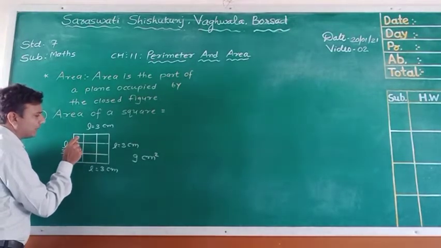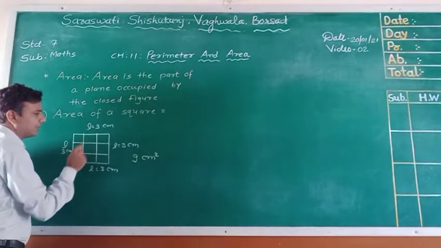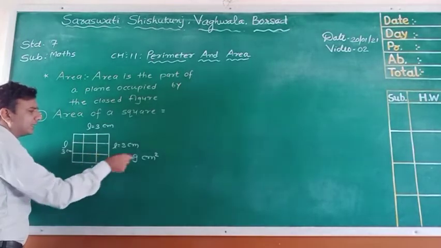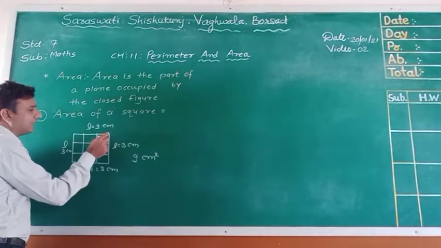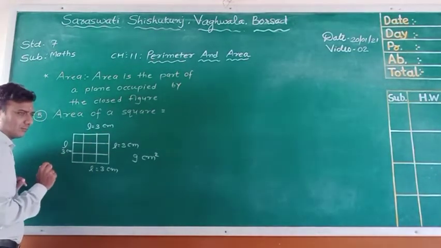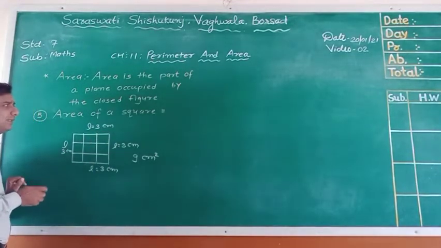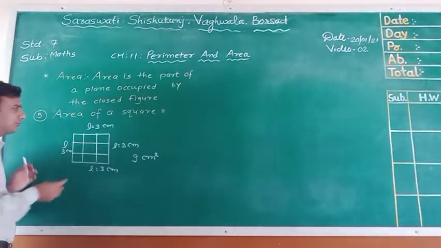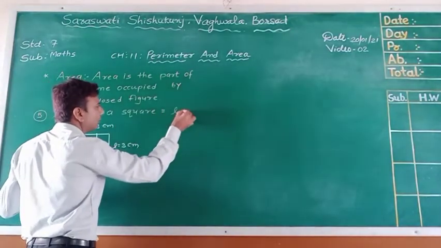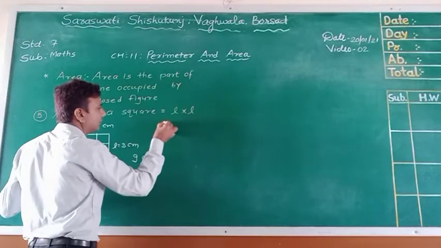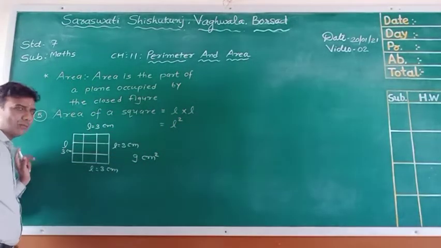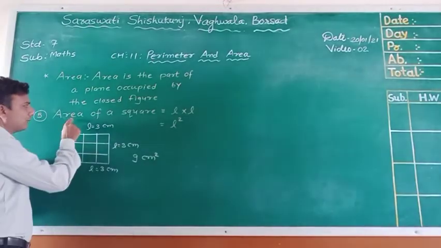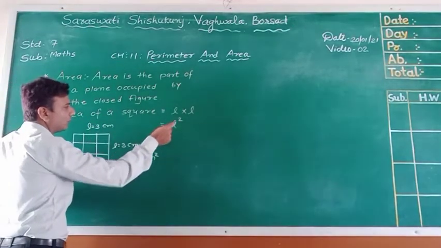How many blocks are here? See, 1, 2, 3. Here 1, 2, 3. 3 threes are 9. So simply if we multiply length into length, then we can find its area easily. So area of a square is L times L, so we can write L square. This is the formula to find the area of a square: area of a square equals L square.